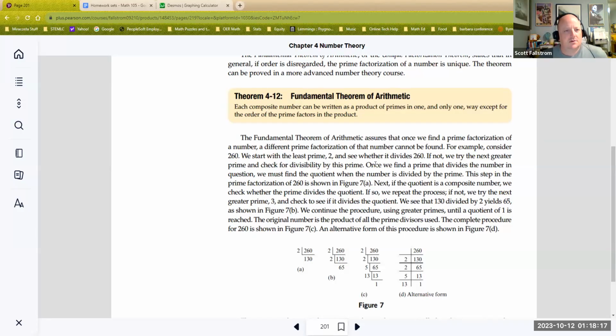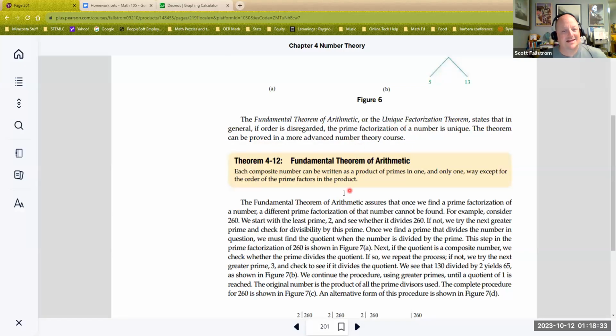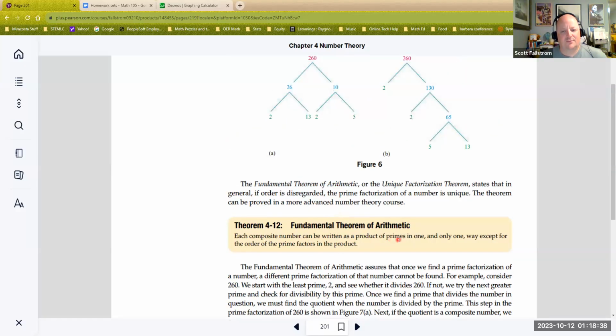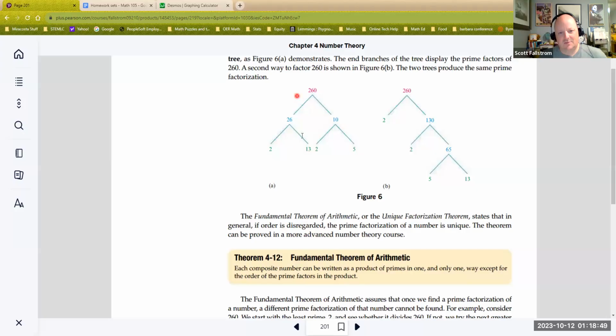Hello, students. I had a question come in about the fundamental theorem of arithmetic and how we might use that. Just a quick reminder: the fundamental theorem of arithmetic says that if you have a composite number, you can write it as a product of primes in exactly one way, as long as you keep the order of the primes the same. It's the idea of two people factoring into primes, but doing it in a different way.